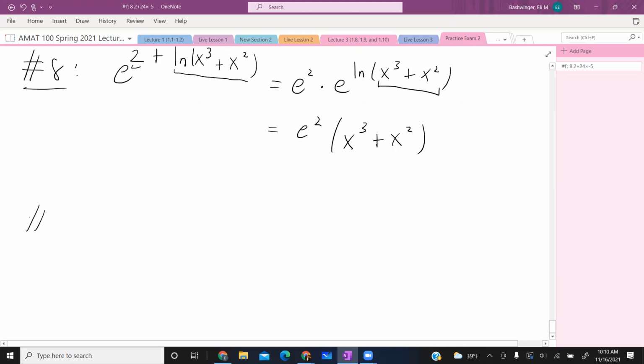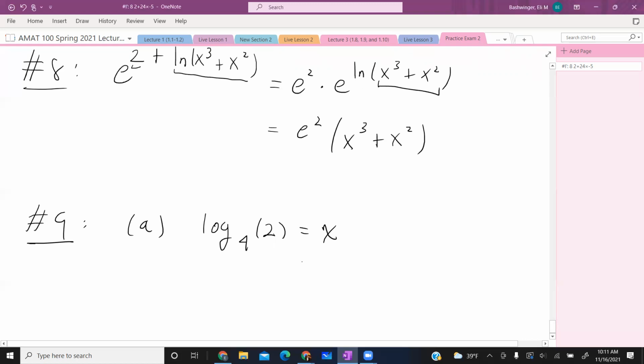For number 9, we need to solve. We have these 2 equations. It's 2 parts, and we need to solve for x and y respectively. So in part A, we're solving for x, and we have the following. There's a lot of ways you can do this. You can just use the definition of the log.